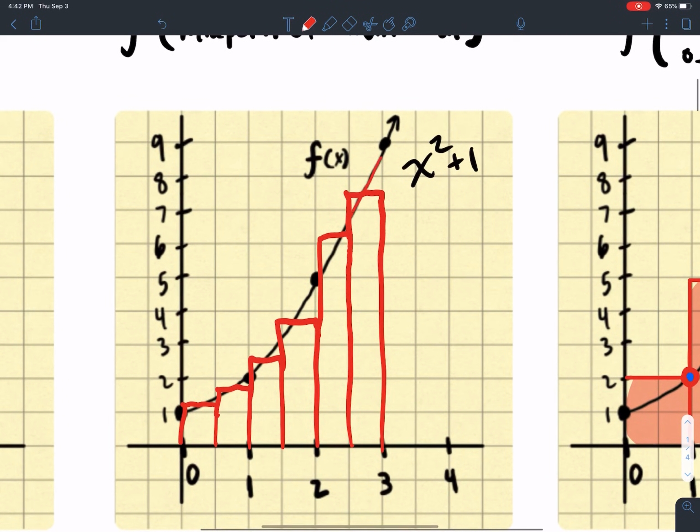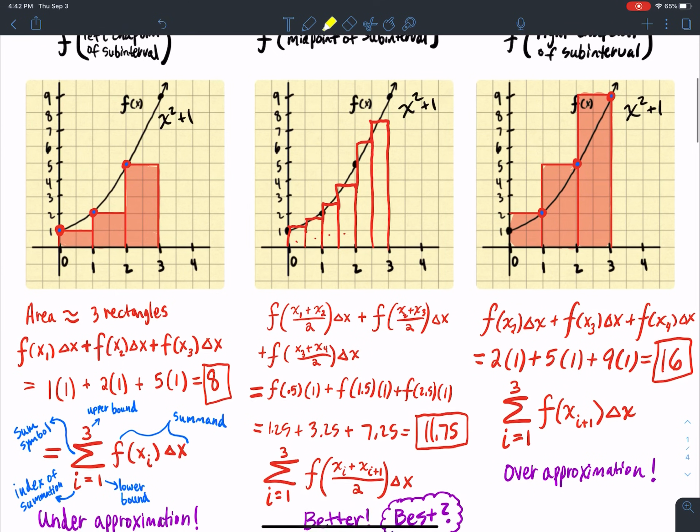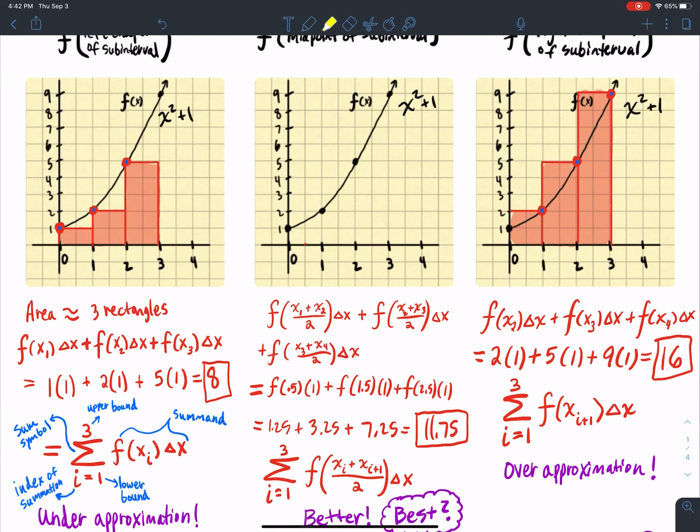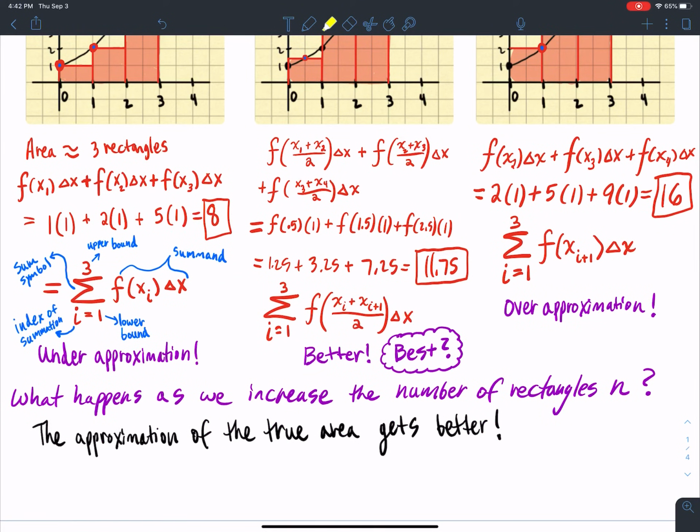Would this be a better approximation to the true area under the curve? As 1, 2, 3, 4, 5, 6, n equal to 6 definitely produces a better approximation. Look at how many gaps there are compared with all the overs and unders that we had for n equal to 3. Okay, so the more rectangles you have, the better the approximation becomes. So the approximation of the true area gets better and better.